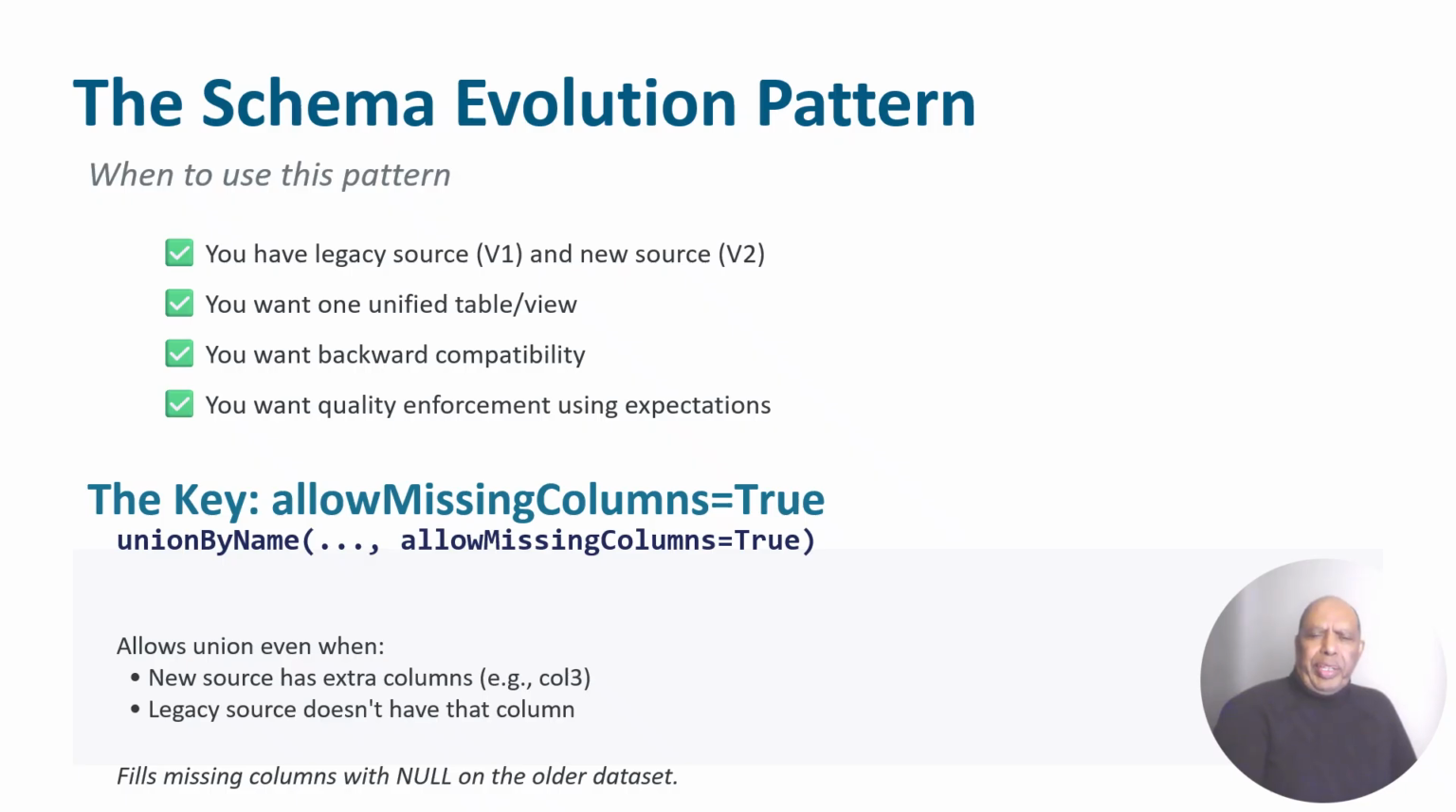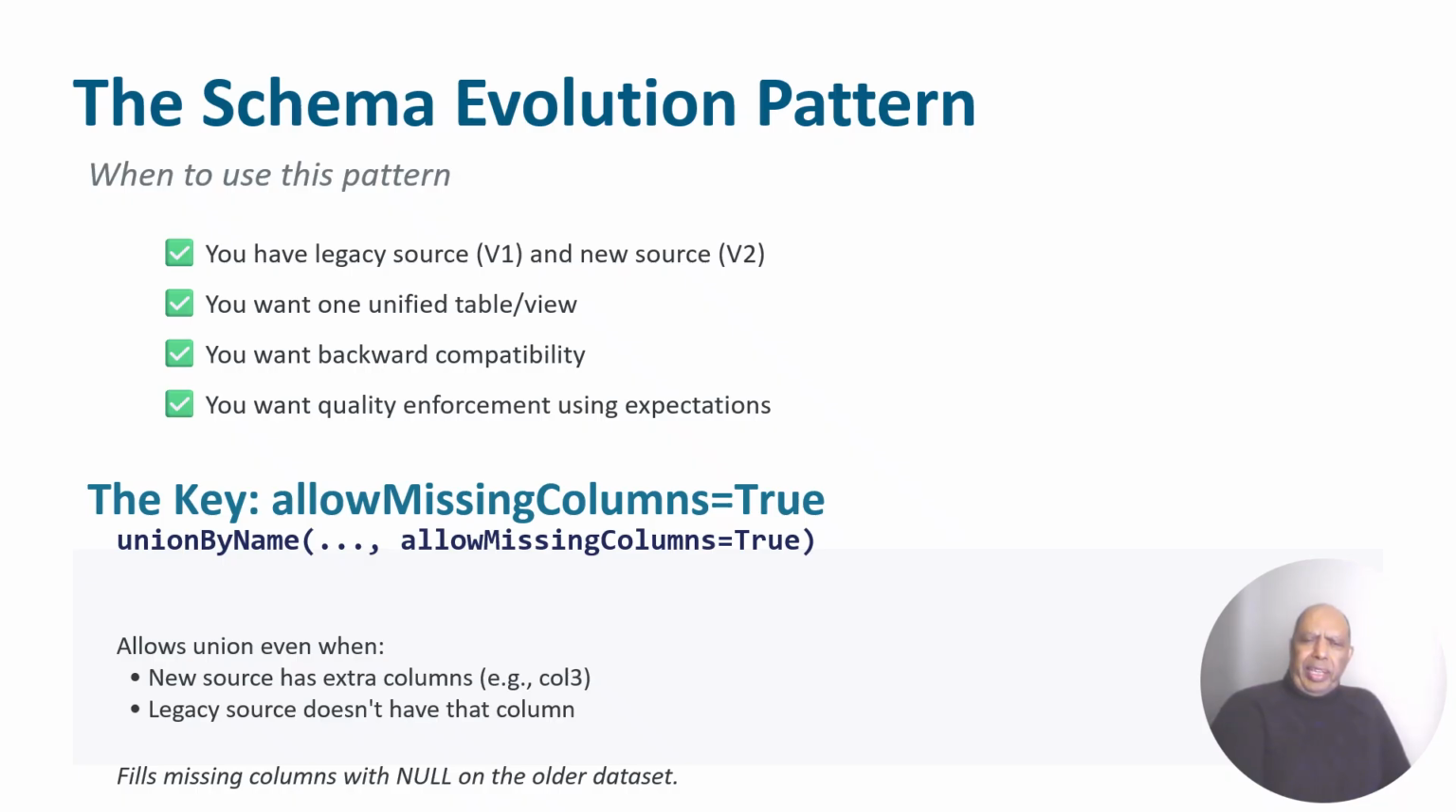So you want one unified table or view, not two separate tables, not complex switching logic, one clean unified dataset. You also want backwards compatibility. Historical data with old schema needs to keep working, and new data with new schema needs to work too. You want quality enforcement. This is critical even while the schema evolves. You still enforce your data contract. Required fields stay required, types stay enforced. So expectations still run.